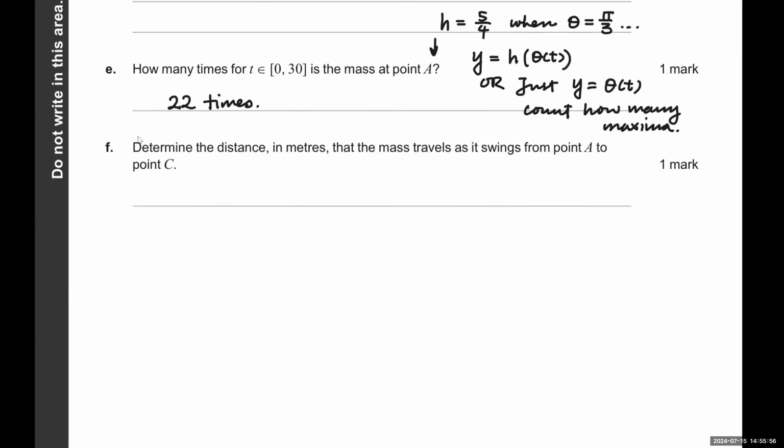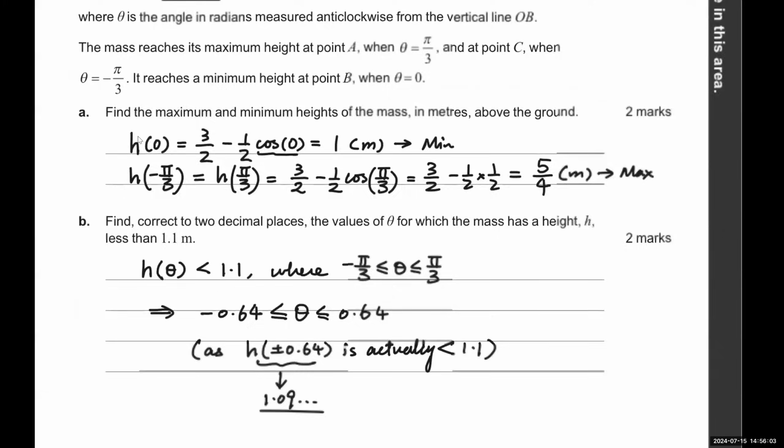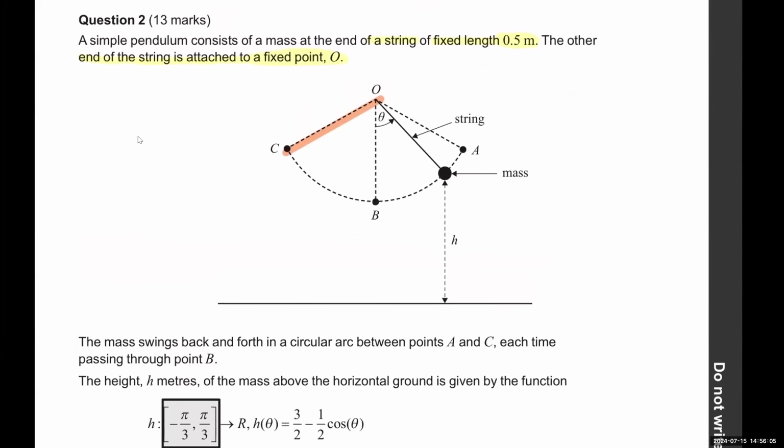Determine the distance in meters that the mass travels as it swings from point A to point C. So better refer to the diagram. From A to C, you can see the angle change. It's like 2 pi over 3, okay?